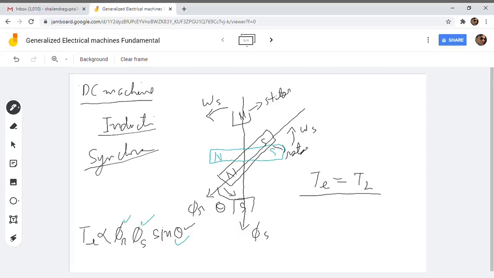So these are the three fundamental machines which I have just mentioned, and the whole concept is to generate sufficient torque.